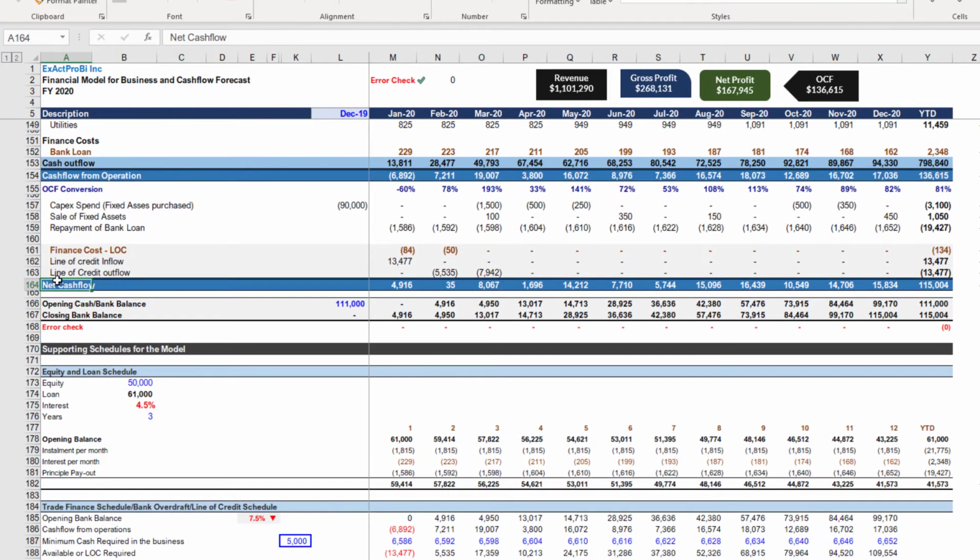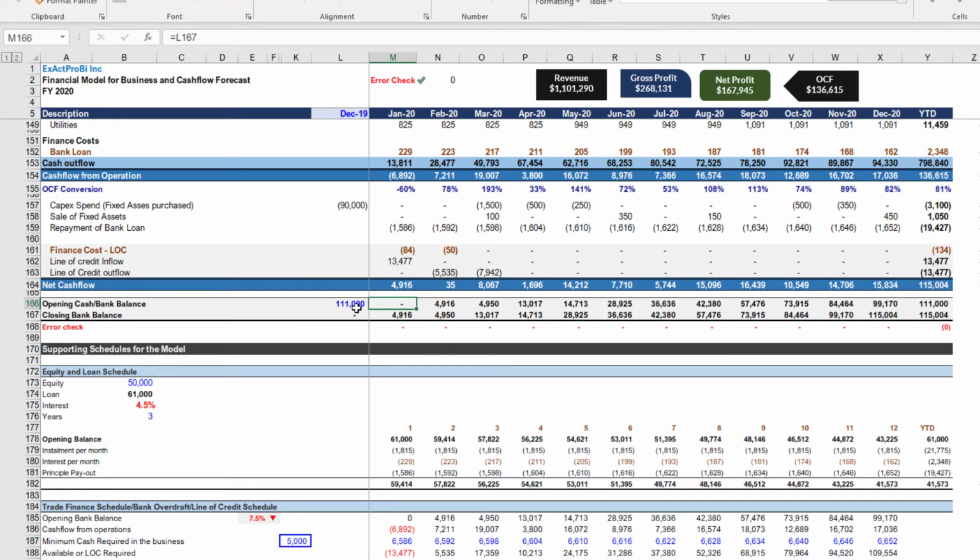Now after that, we have net cash flow. This was the operating cash flow minus the non-core business. That is, these are part of business, but they are not showing any performance of our business. So this is called other cash flow. That total would be 4916. So that is net cash flow for the business for a month and for the entire year.